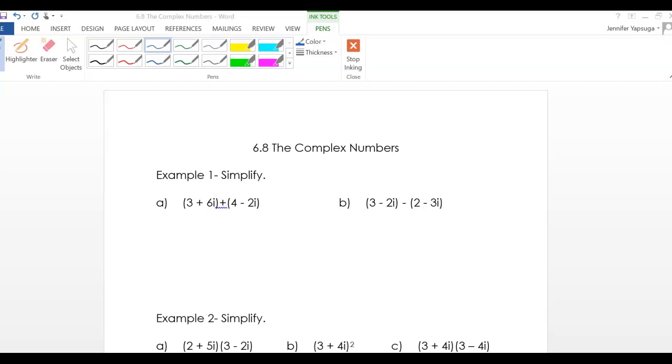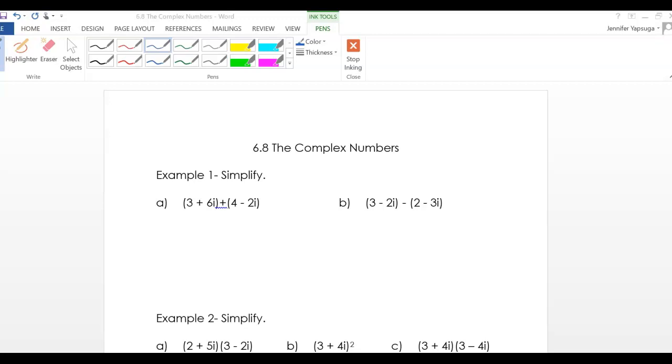Our next section is 6.8, which is the complex numbers. I've got a couple of examples here that I'm going to run through with you, and then you will have an assignment that will practice some of these skills. So let's go ahead and jump right in with example 1.